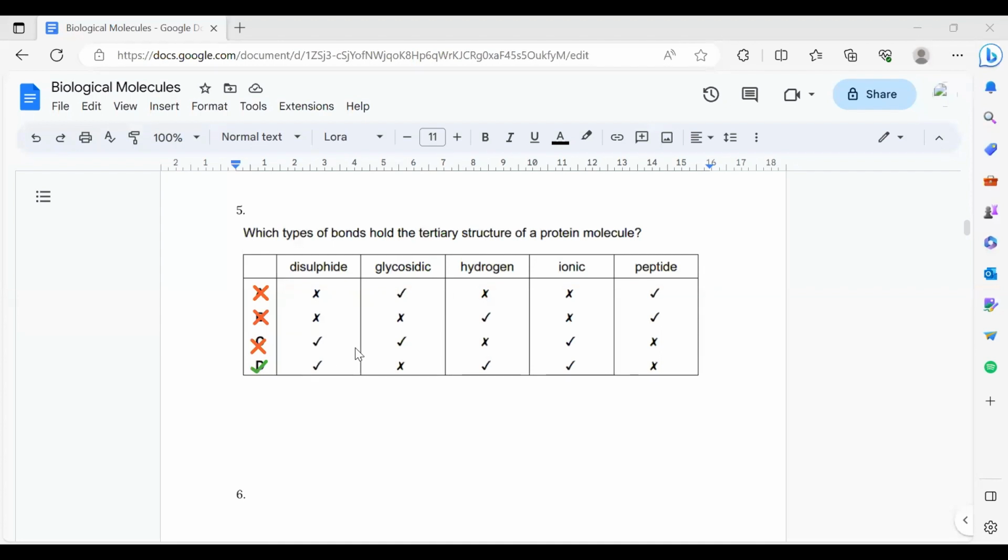So that's the correct answer for this question. You can either memorize what bonds hold the tertiary structure together, like disulfide bond, hydrogen bond, and ionic bond, which are involved in holding together the tertiary structure, or you can just cancel out options like that and be sure that your answer is correct. And that's how you get to the answer. The answer for this number is D.